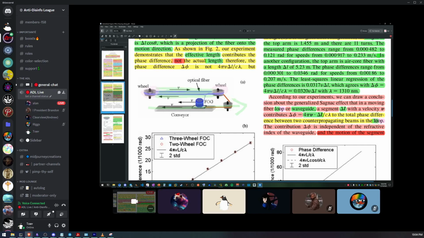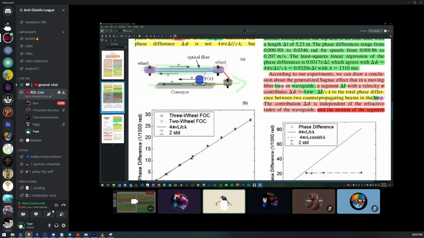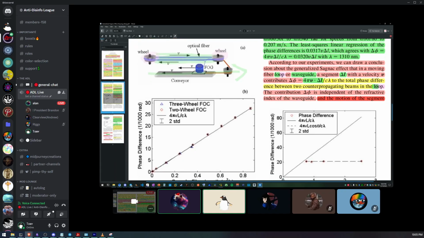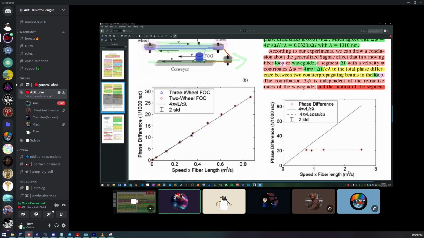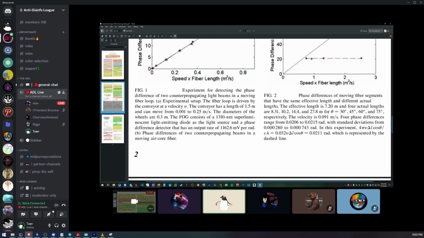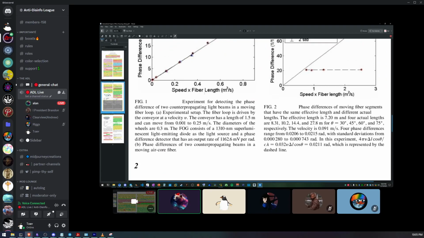That's a wrap. In a moving fiber loop, a segment with a velocity contributes to the total phase difference. Yeah, okay. This time he's really not avoiding saying it. Yeah, dude, he gives several cryptic, beat-around-the-bush texts, but he kind of says it right here. So the contribution delta phi is independent of the refractive index of the waveguide and the motion of the segment. Yep. Difference of two counter-propagating light beams in a moving fiber loop.